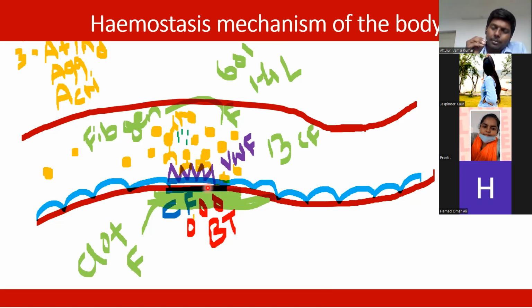After primary plug formation, these platelets get activated, and the activated platelets will start converting fibrinogen to fibrin. Fibrinogen is already present in the plasma. This fibrinogen will be converted to fibrin, then fibrin will make the blood clot. So this is the simplest explanation of blood clotting.